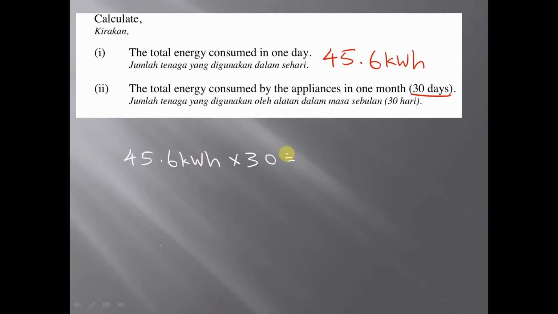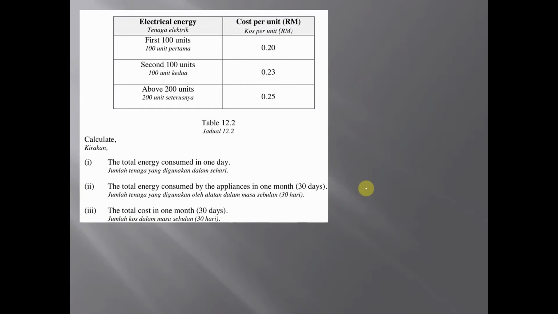So 45.6 multiplied by 30, you will get 1,368 kilowatt hour. Okay, so that will be your answer for your usage. So you can say that it is basically 1,368 units. And lastly, how much you need to pay for that total cost. Now we're going to move on to the next question.